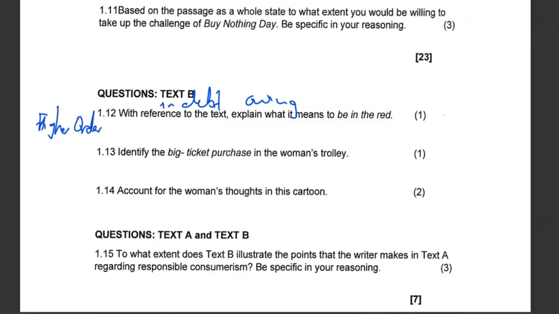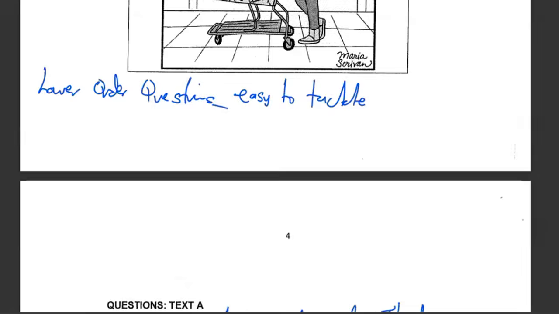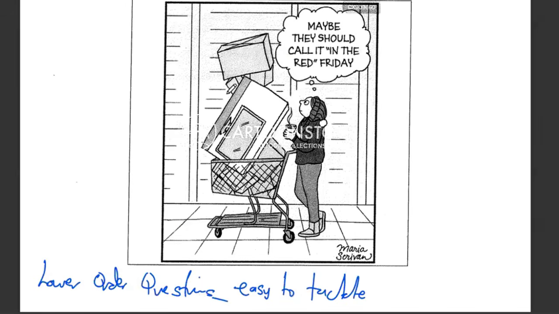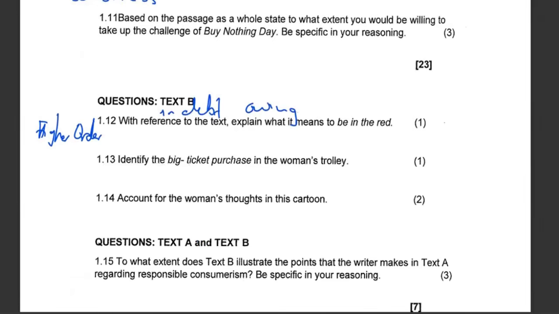Identify the big ticket purchase in the women's trolley. That is our text B. And I believe it says the biggest one will be, let's go and look at it closely. I thought there was a middle box. That was the big one. I need to be sure before this one. It's definitely a TV, right? It's a television. We don't write TV, remember? So we have to write in full. So it means it will be a television. A television, definitely.